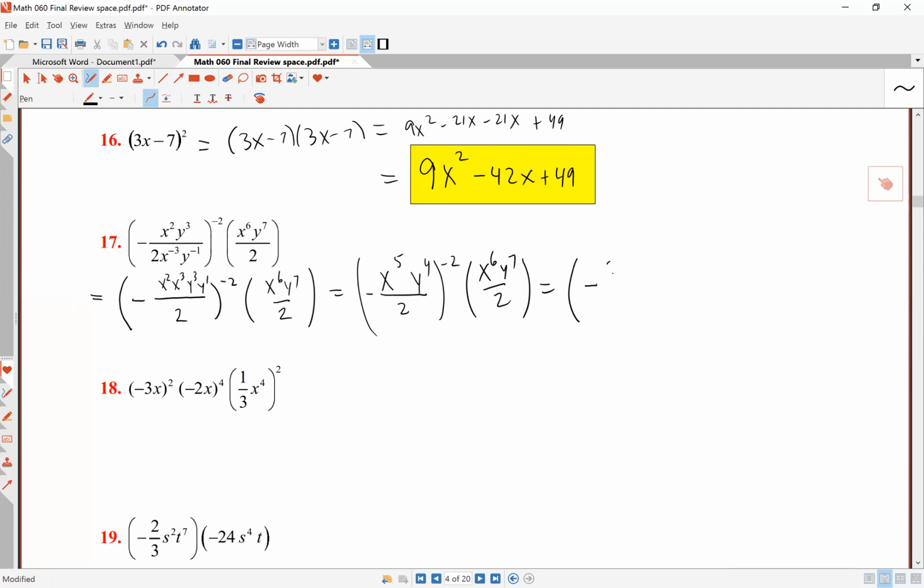Now we square everything inside. Negative 2 squared is 4. x to the 5th squared is x to the 10th. y to the 4th squared is y to the 8th, times x to the 6th, y to the 7th, over 2. 2 goes into 4 twice. x to the 6th over x to the 10th. There's more x's on the bottom. In fact, there's 4 more. So that's x to the 4th. y to the 8th over y to the 7th. There's 1 more y. And so we're left with 2 over x to the 4th, y.